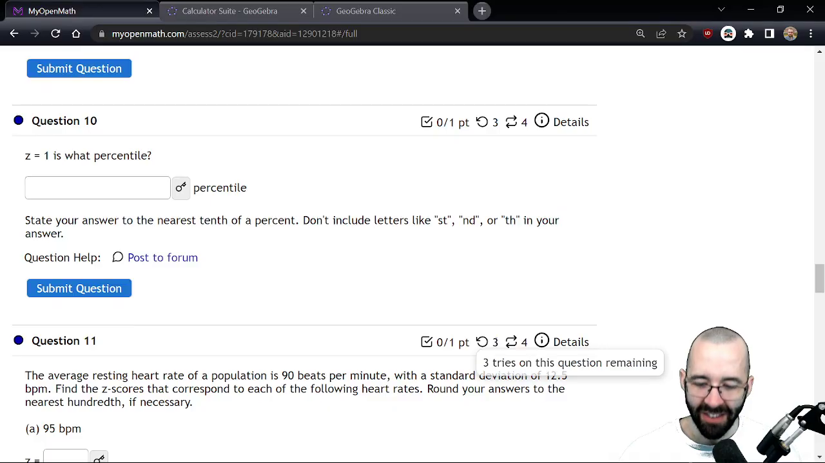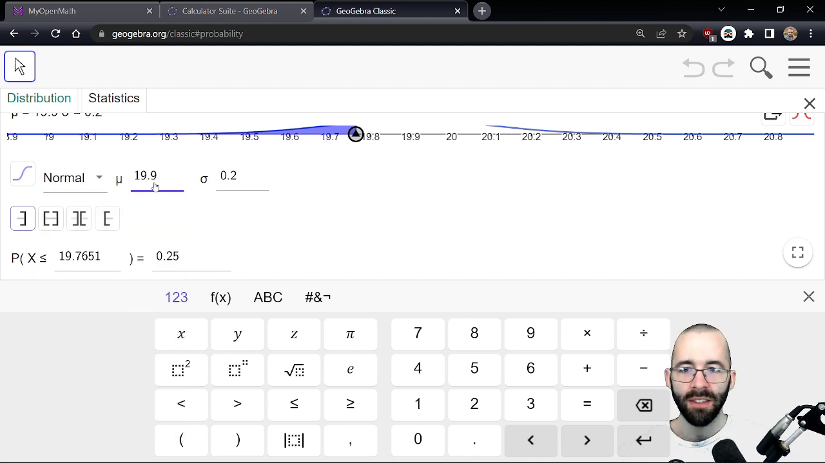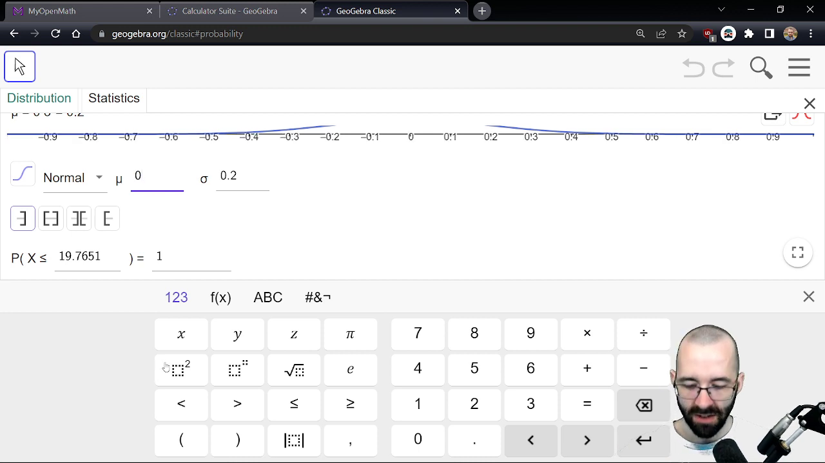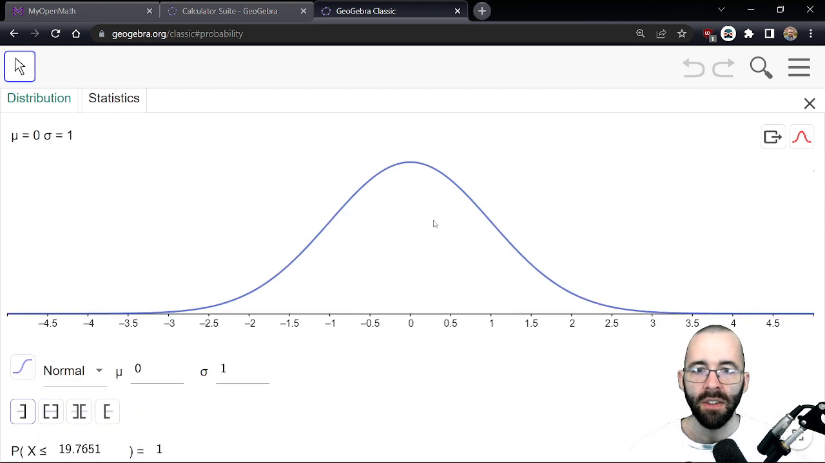That's not the biggest stretch I've ever done. So a Z value of 1 is what percentile? Standard normal. I don't find it anywhere. Well, it's just normal with mean 0, standard deviation of 1. This is what standard normal looks like.